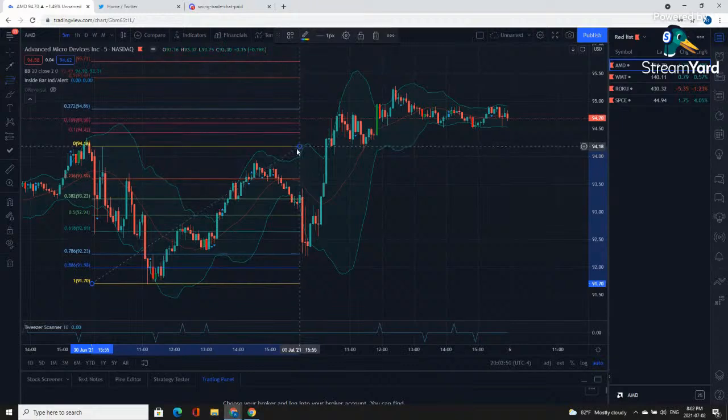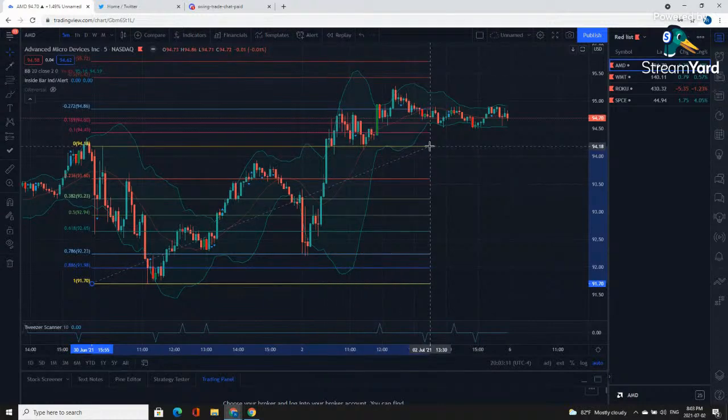Let's start off. What I'm going to do here is draw the Fibonacci of the range. The high of yesterday was 94.18. There's 94.18. And the low was 91.70. So you can see here that we have the Fibonacci drawn. Let me just pull this out a little bit more.